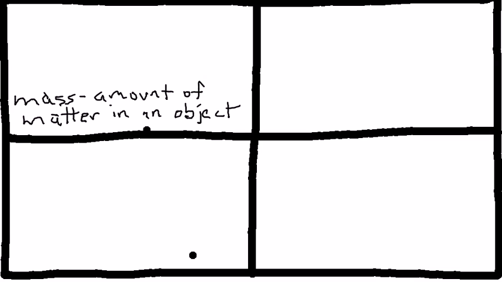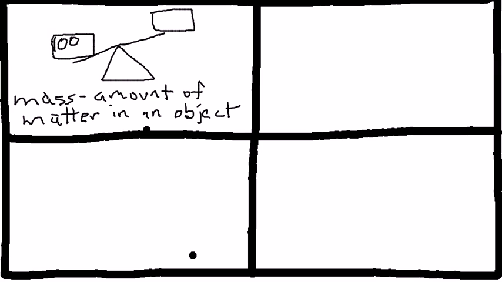Mass is measured with a balance scale, so we're going to use that to represent mass in our picture. I'm going to start off with a triangle to be the base of the balance scale. Then I'm going to draw a bar and 2 boxes. Because the balance scale is tipped, I know that one box must have more mass than the other. So we're going to label this box 100 grams, and this box will be 50 grams. The last thing I'm going to do is label the tool balance scale.